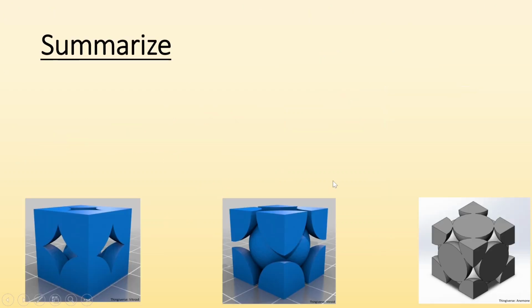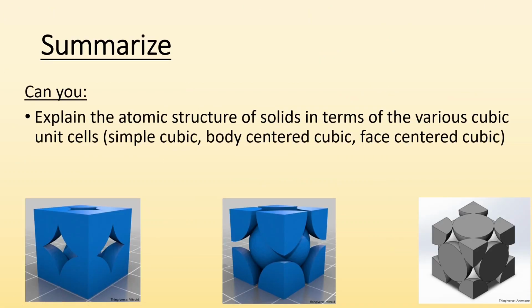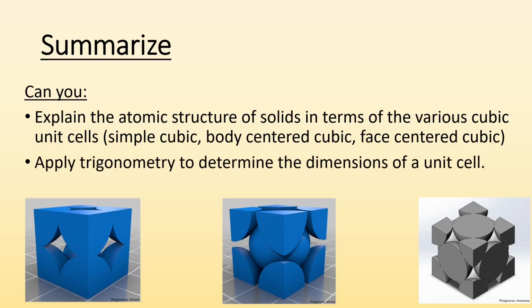There you go. All right, summarize. Can you explain the atomic structure of solids in terms of the various cubic unit cells, meaning simple cubic, body-centered cubic, and face-centered cubic? And can you apply some trigonometry to determine the dimensions of a unit cell or atomic radius?